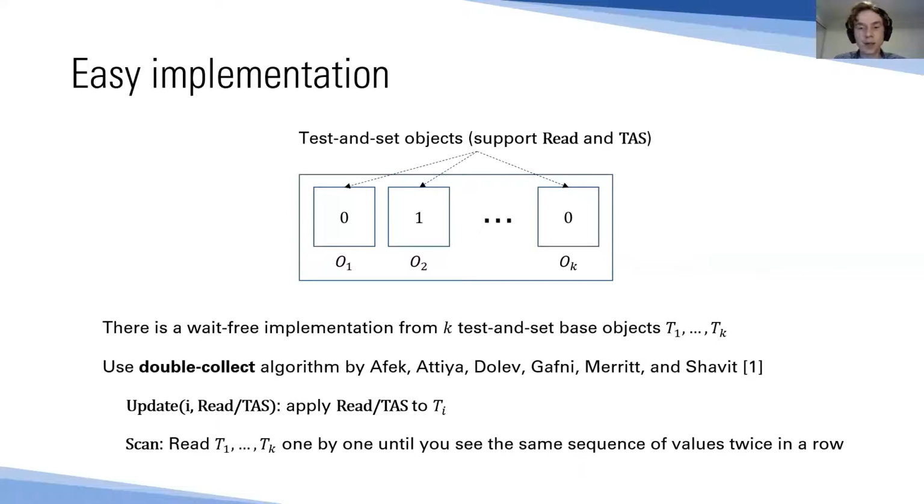Since a test-and-set object can't return to the value 0 once it is changed to a 1, a scan needs to read all of the base objects at most n+1 times, and this is why this algorithm is wait-free.